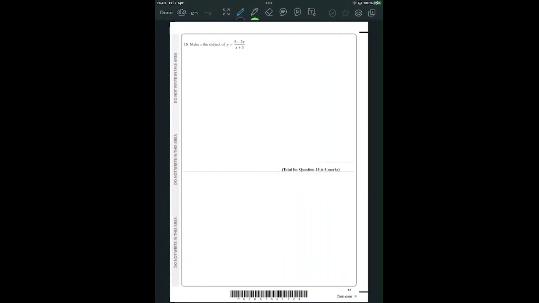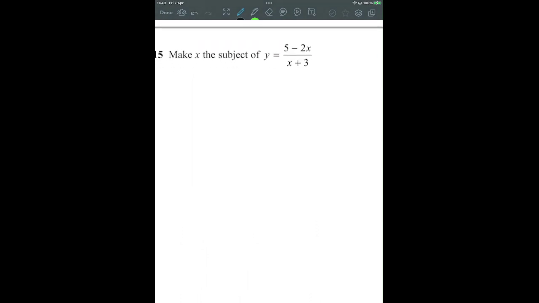Question 15. Make X the subject of Y equals that. Well, we need to try and get X on its own, and if you remember, this question has a very rigid set of steps. First thing we're going to do is get rid of the fraction. Just like we're solving equations, I don't like fractions, so I get rid of it. I now don't like brackets, so I get rid of them, expanding out the brackets on the left, as so.